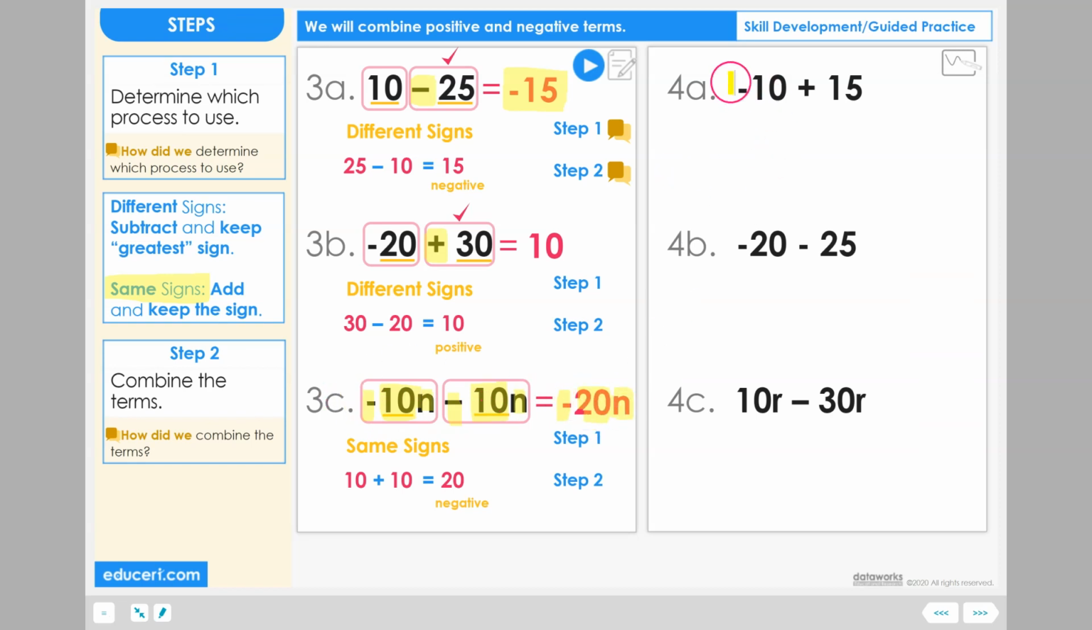You are now ready to do problems 4a through 4c.